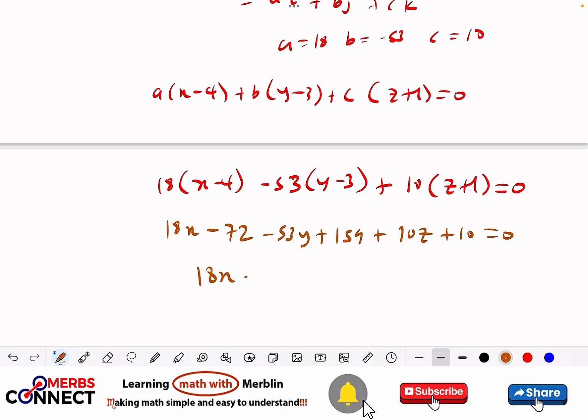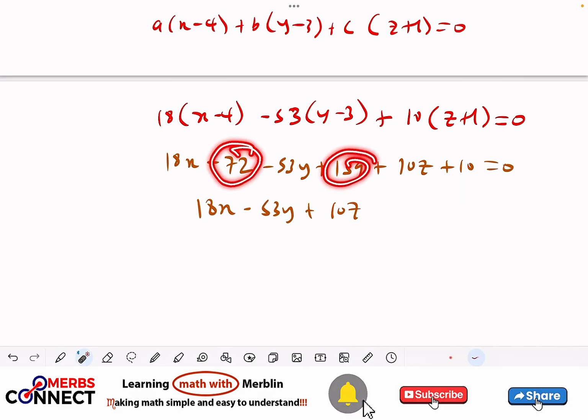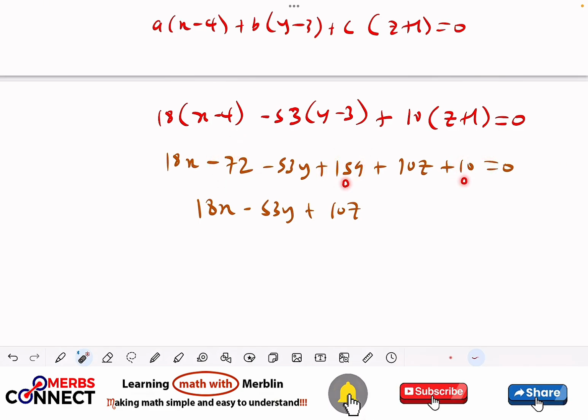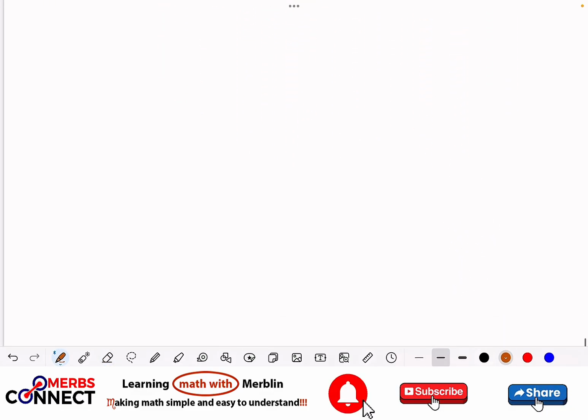So 18x minus 53y plus 10z. Then let's combine this, this, and that. When I add this one to this, I'm going to have 169 minus 72. This is going to give us 7, and then this is going to give us 9. So plus 97 is equal to 0. So anyone with plus 97.